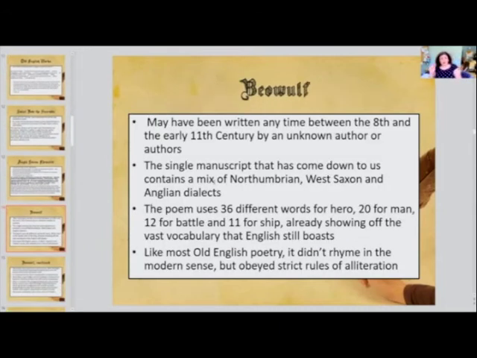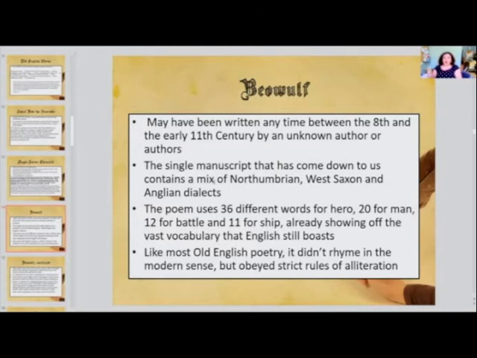So some of you may have heard of Beowulf. It is the most famous thing written in Old English. It was written sometime between the 8th and the early 11th century. We don't know who wrote it. We have one manuscript. It's in three different dialects of Old English.